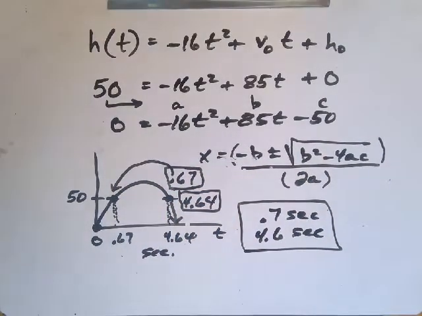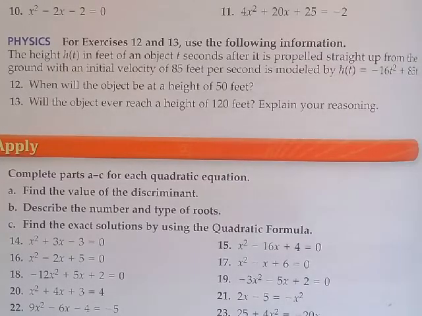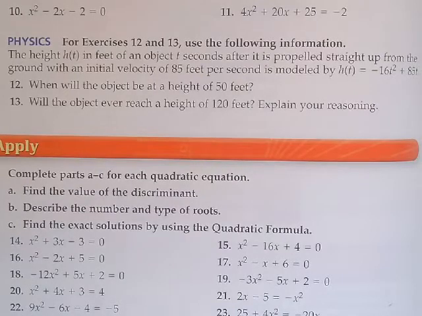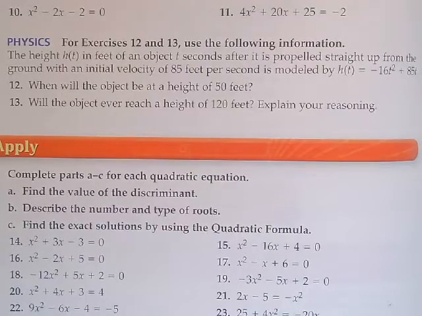Let's take a look at question number 13. All right, here we are back on page 318. 13 says, will the object ever reach a height of 120 feet? Will it ever reach a height of 120 feet? Well, that would be at the top of its curve. Well, where is that? Well, that happens to be at the vertex, at the top of the curve. Let's go take a look at what would happen here.